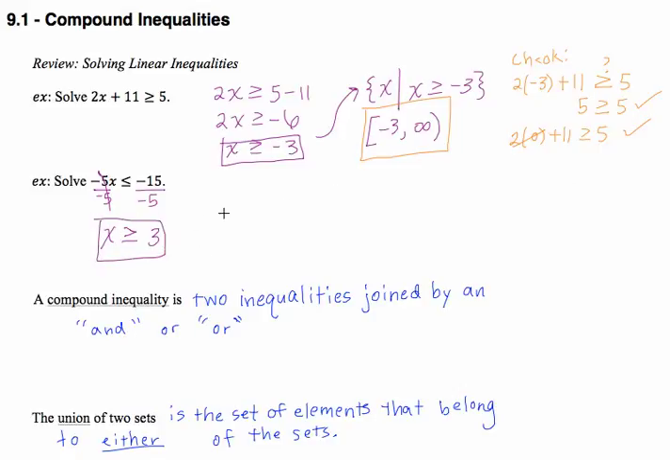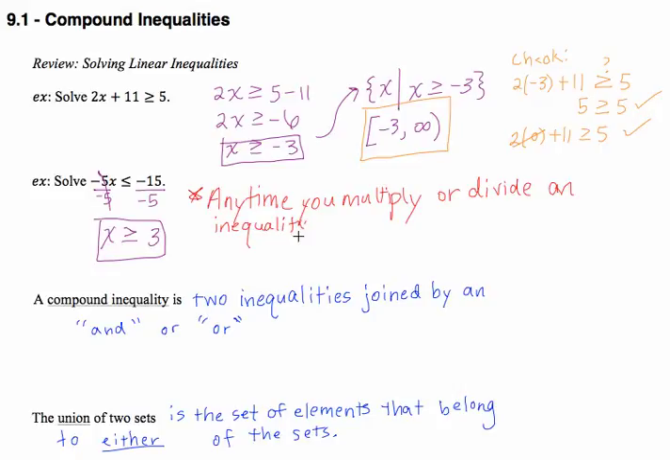Okay, so the big thing to remember here is anytime you multiply or divide an inequality by a negative number, the direction of the inequality sign reverses.